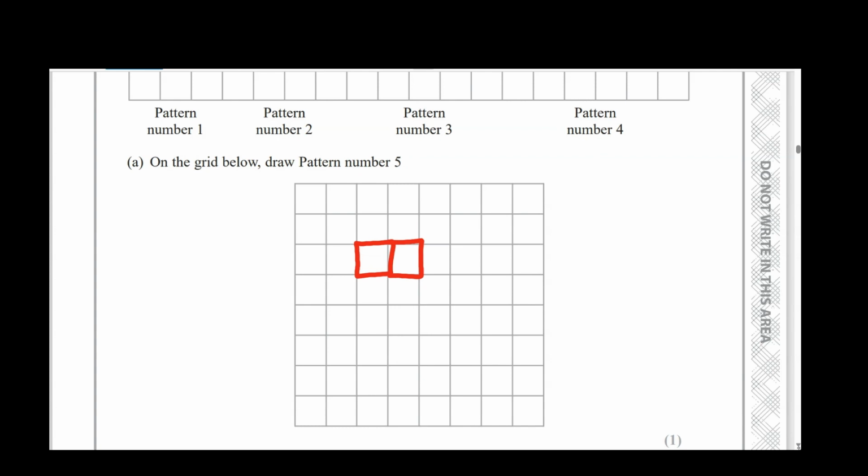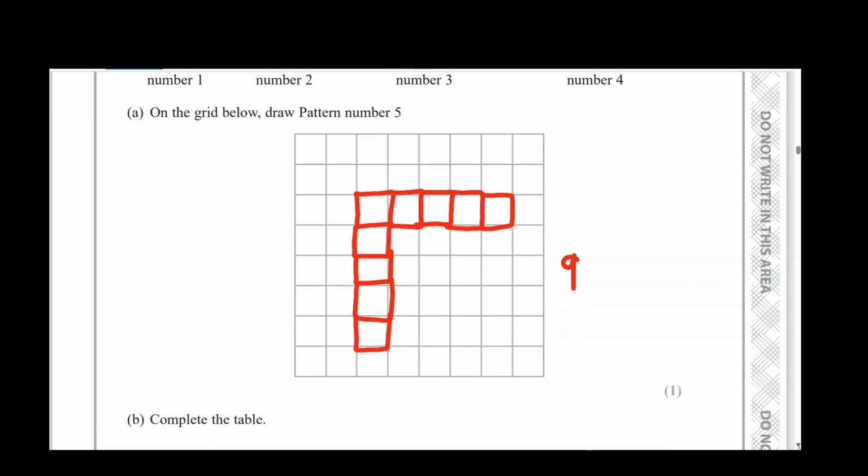So 1, 2, 3, 4, 5. 1, 2, 3, 4, 5. Okay, let's just count. So 1, 2, 3, 4, 5, 6, 7, 8, 9. So we have 9. That's what we wanted. So that is going to be pattern number 5. Generally, I see students are pretty good at questions like these. Let's see what else we got.